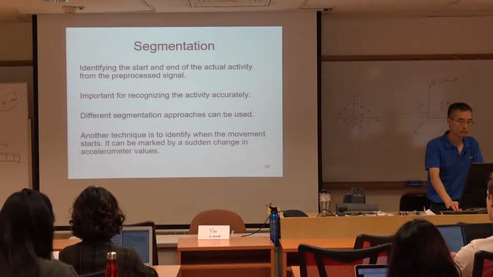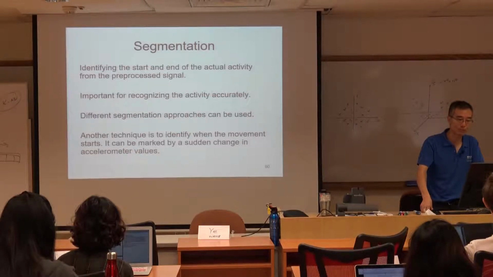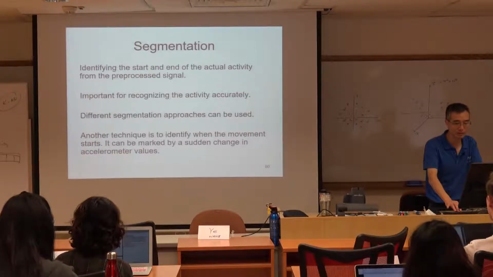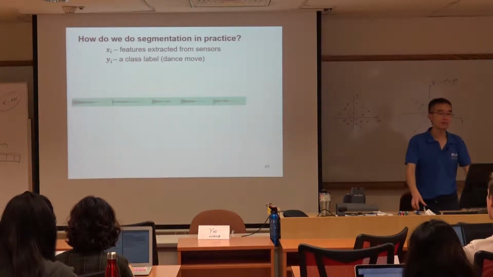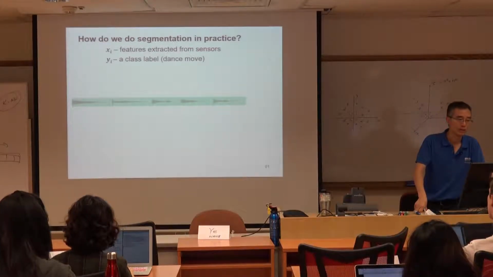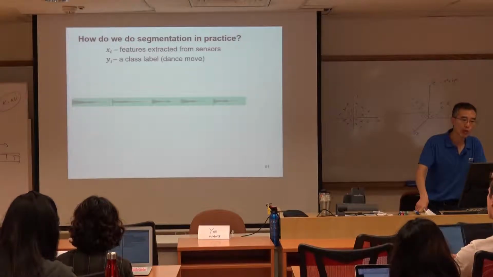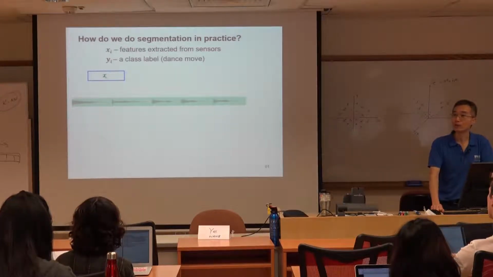Another technique is to identify when the movement starts, which can be marked by a sudden change in acceleration value and things like that. How do we do the segmentation in practice? Assuming this Xi is a feature extracted from the sensor, Yi is the label, okay? So we can do this like this.